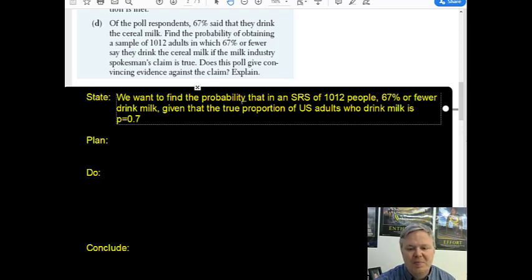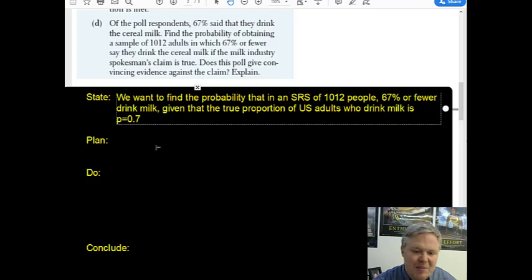We want to find the probability that in a simple random sample of 1,012 people, 67% or fewer drink milk. We know, based on earlier evidence, that the true proportion of U.S. adults who drink milk is 0.7. So we want to find the probability that it will be 67% or less.